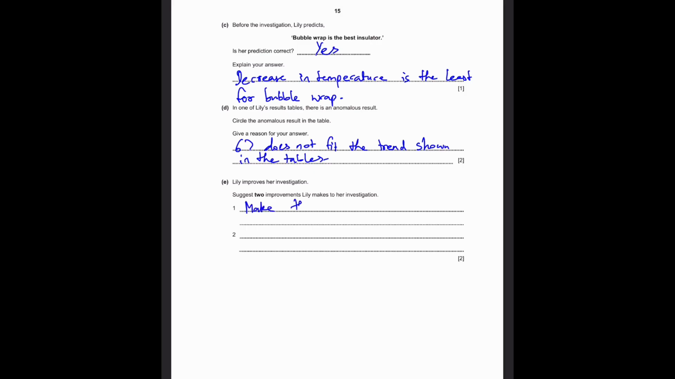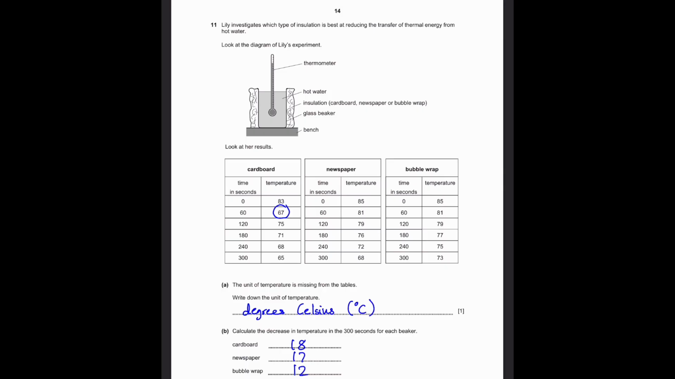Make the starting temperature the same. And as for the second point, we can see that this beaker is just left open. So there could be more heat dissipating out of here at some times, and there could be less heat dissipating out of the top in other times. So it's better to just keep a lid here so that no heat can dissipate through the mouth of the beaker, and we can test how effective the insulation actually is.